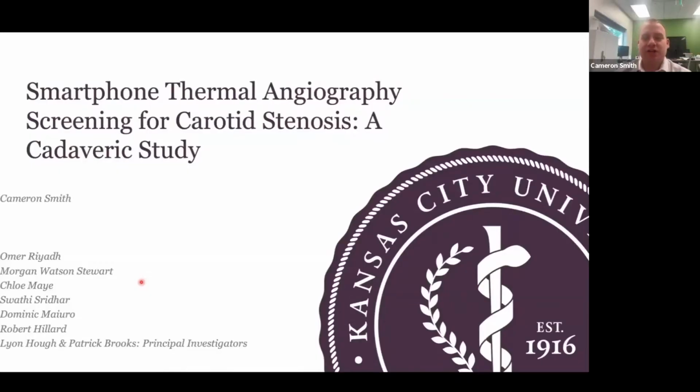My research topic today is my original research about smartphone thermal angiography screening for carotid stenosis, a cadaveric study.